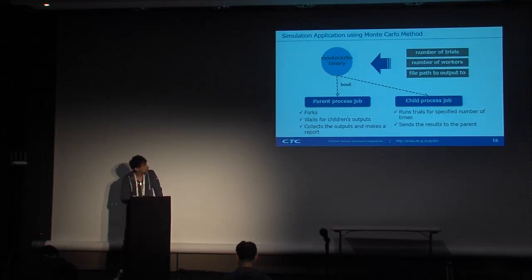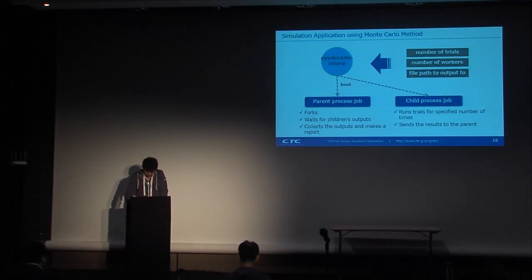And Monte Carlo binary, this binary, accepts these options: number of trials, number of workers, and file path. Actually, this binary is a grants image. When it is launched as a parent, first, it forks as many times as the number of workers specified as the option. For example, if the number of workers is set to 100, the parent forks 100 children processes. As the simulation is actually run by children processes, the parent waits for children's outputs. At the end, the parent collects the outputs and makes the simulation report.